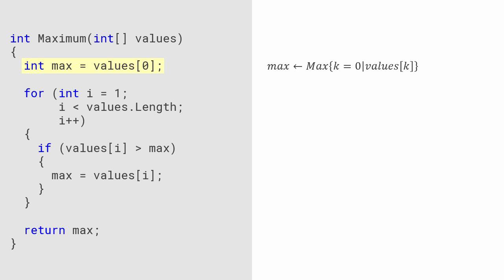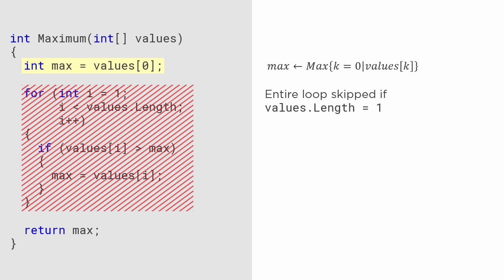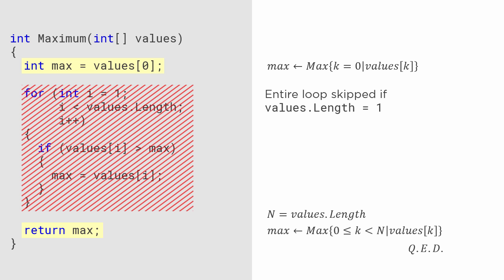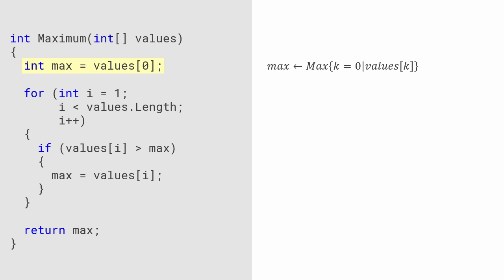If the array only contains one element, then the loop will not execute, and this value will be the overall result of the function, which proves it works correctly in that case. Otherwise, if the array contains more than one element, we hit the loop.